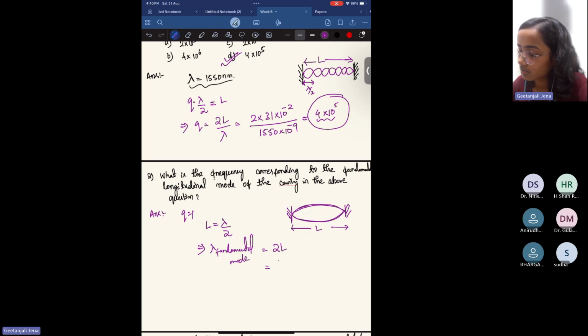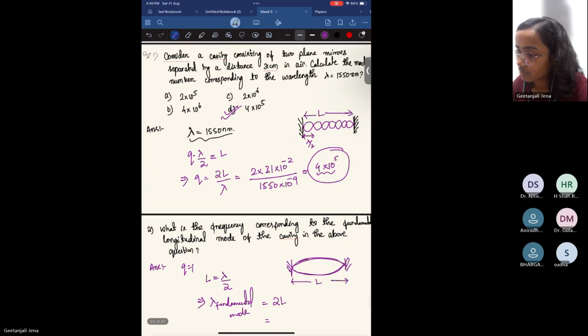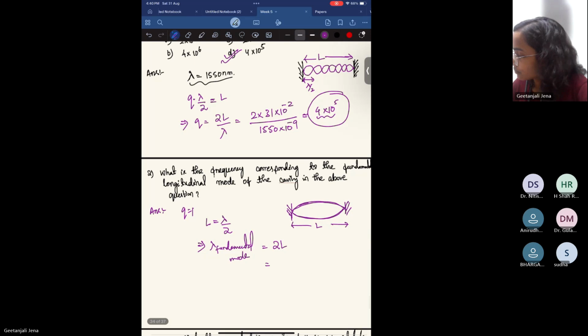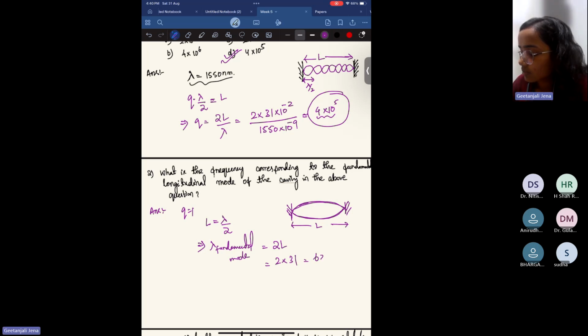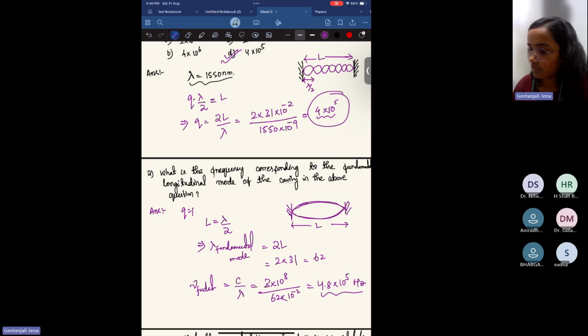L is given as 31 centimeter. So 2 times 31 will be 62. And the frequency of the fundamental mode is equal to C by lambda. So 3 into 10 to the power 8 meter per second, divided by 62 into 10 to the minus 2. If you solve it, you can easily find this is 4.8 into 10 to the power 5 Hertz. So this is the frequency of the fundamental mode.